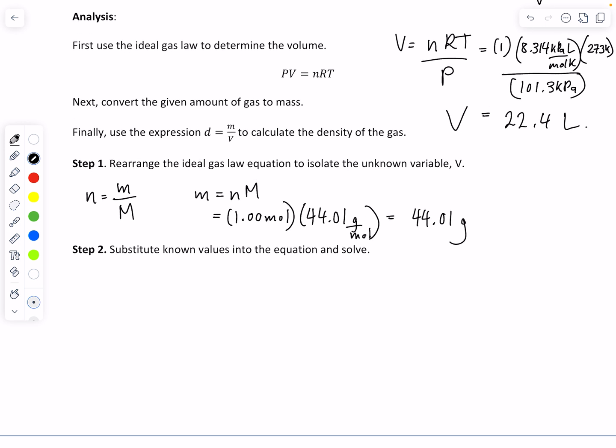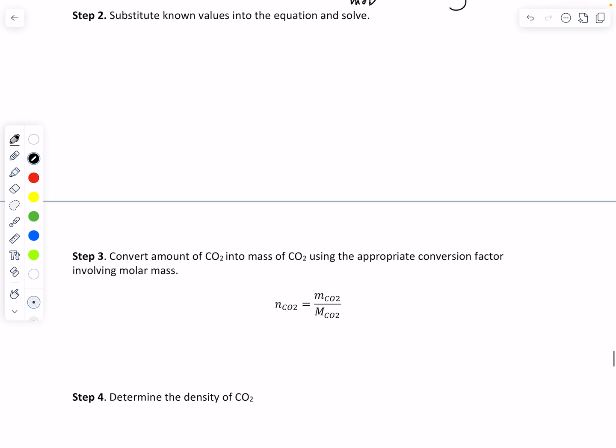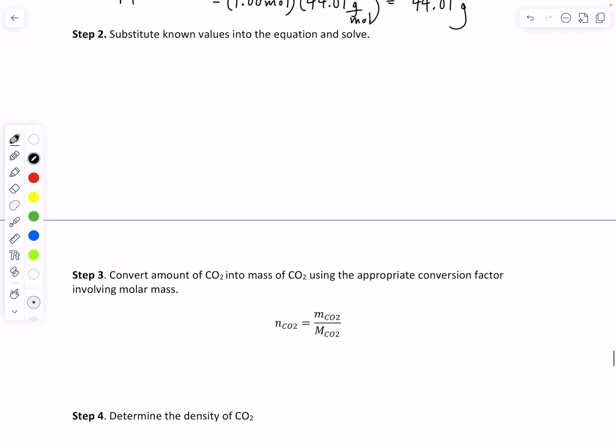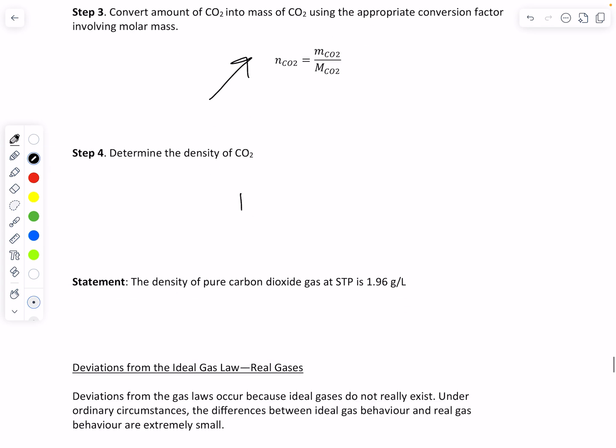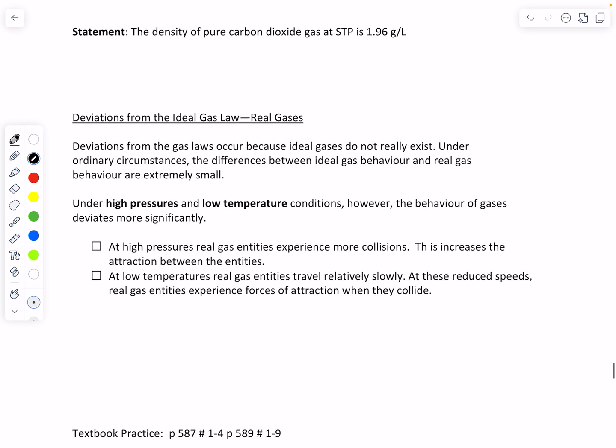Now we can skip over these steps because we've included them up above. Determine the density of CO2. Density equals mass divided by volume. That's 44.01 grams divided by a volume of 22.4 liters. That gives us a density of 1.96 grams per liter. Therefore, the density of pure carbon dioxide at STP is 1.96 grams per liter.